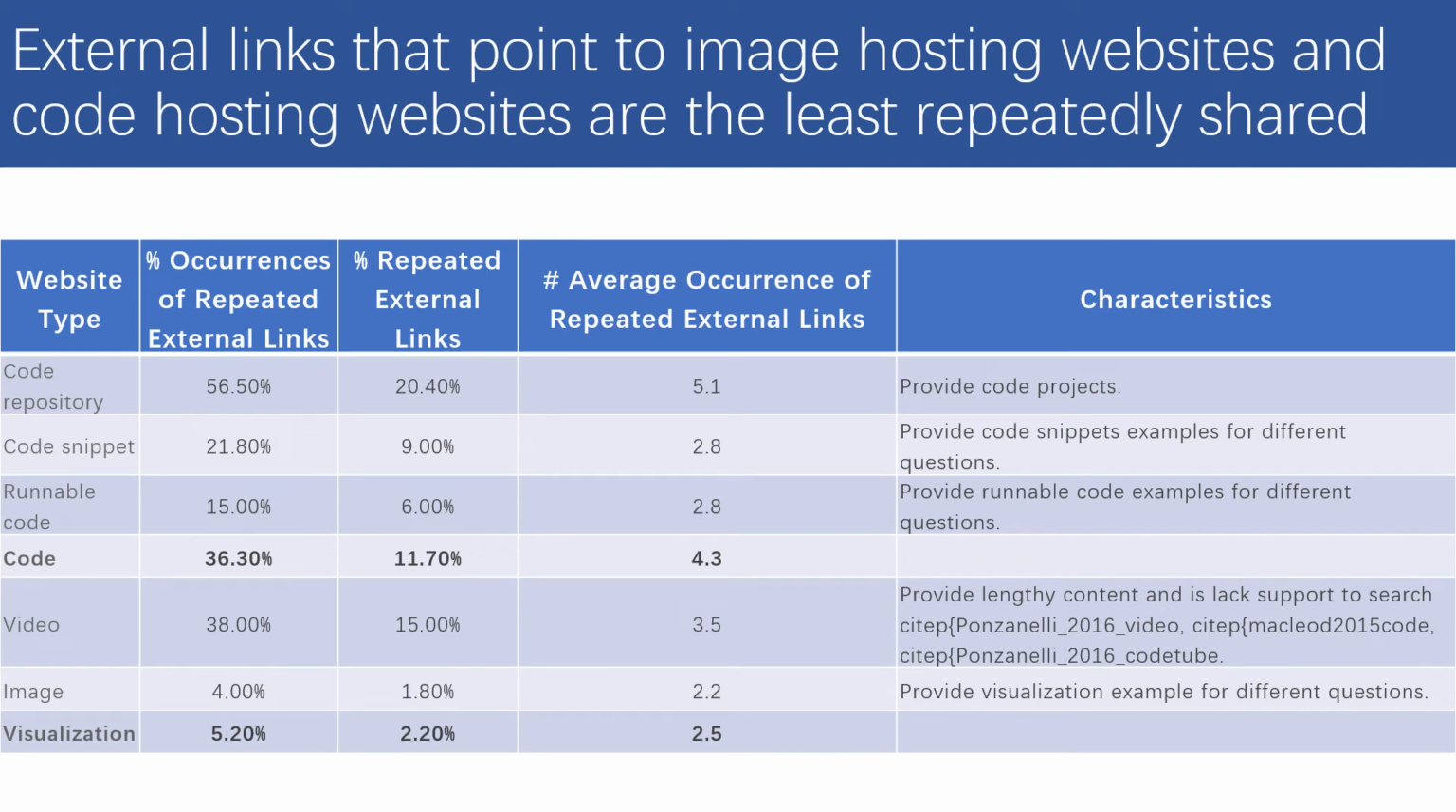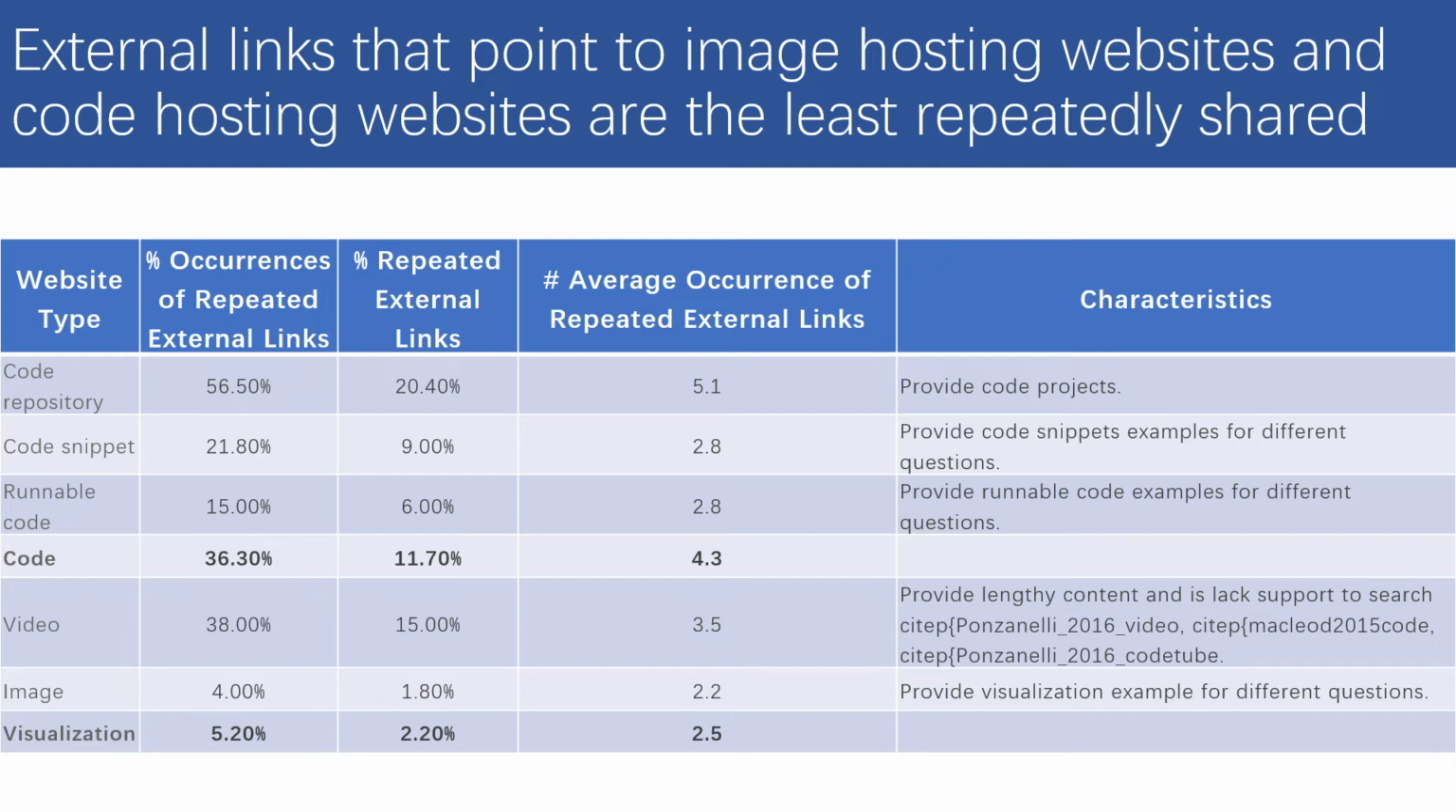External links that point to the image hosting websites and code hosting websites are the least repeatedly shared, as the average occurrences of the repeated external links in these types of websites are the smallest. We observe that external links to the visualization resources are the least repeatedly shared external resources, as only less than 2% of the external links that point to image websites are repeatedly shared. 4% of the occurrences of the image websites are sharing the repeated external links.